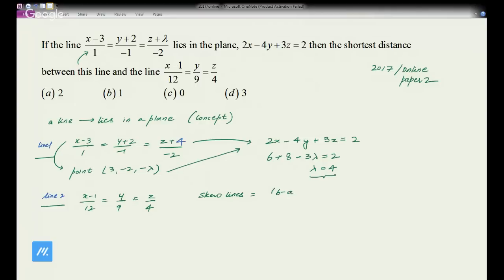The formula is (b minus a) dot (m1 cross m2), divided by the modulus of m1 cross m2, and this is the whole modulus. So this actually boils down to the scalar triple product of b minus a, m1, m2, divided by the modulus of m1 cross m2. This is the formula that you should remember. If this is the formula, can you now apply and solve it? I've opened the chat window. Can you just write the answers for me?